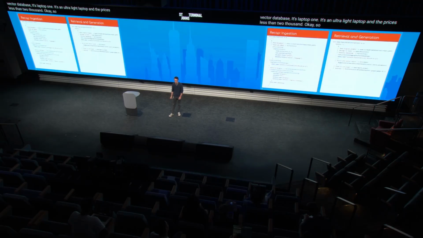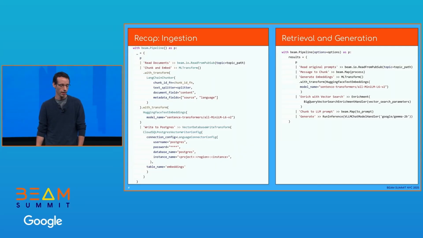Okay, so let's do a quick recap of what a full ingestion pipeline looks like. We read from some source. We optionally perform chunking if the documents are too large to be embedded individually. We configure our embedding model. And then finally, we configure our vector database. Here, it's writing to Cloud SQL Postgres.